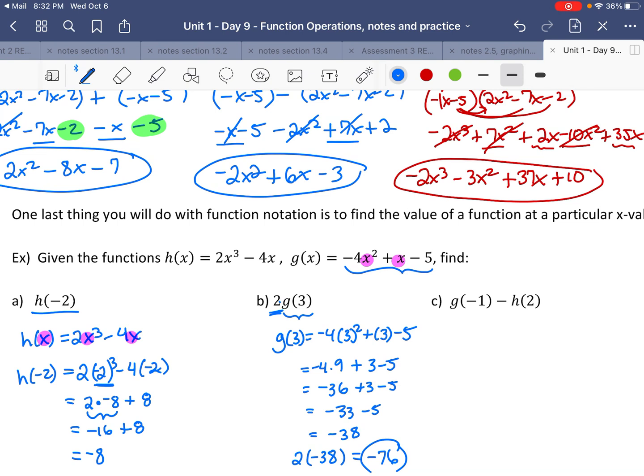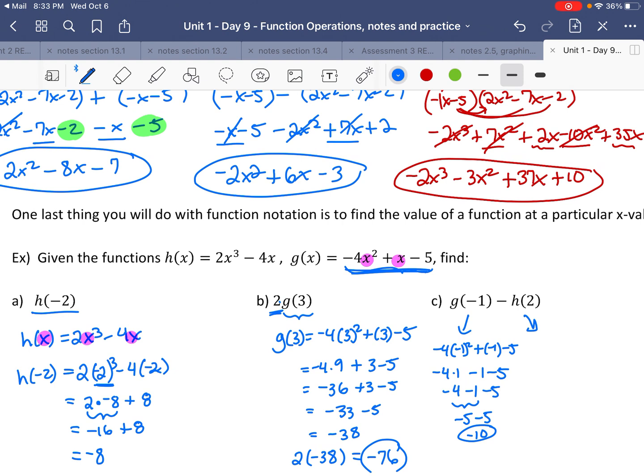Okay, all right, so let's do letter C. Letter C says g of negative 1 minus h of 2. So we have to figure this out, and then we'll just subtract our answers. So g of negative 1. It means I'm taking this problem again and putting a negative 1 in those pink spots. So negative 4 times negative 1 squared plus negative 1 minus 5. I'm just putting parentheses. Negative 1 squared would be 1. So negative 4 times 1. This turns into a minus 1, basically minus 5. So I got negative 4 minus 1 minus 5. So I have right here negative 5 minus 5, so it's negative 10.